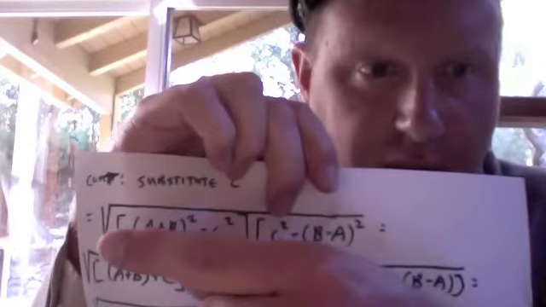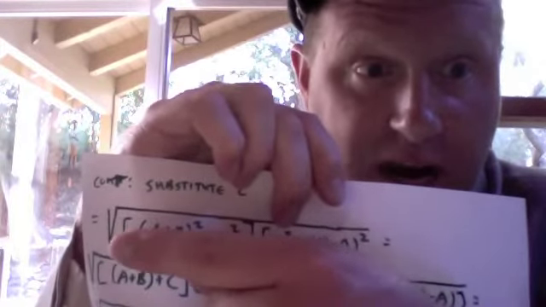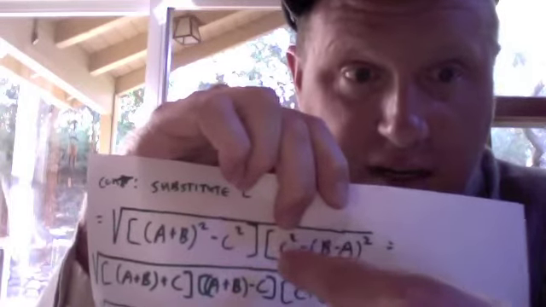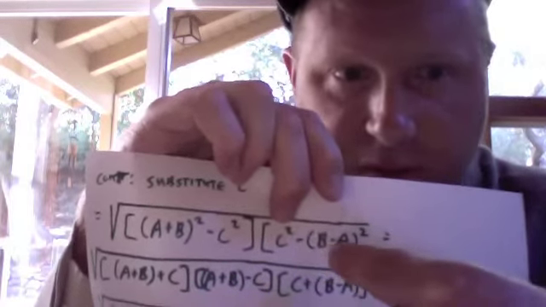So we're taking this big, long thing here, and we can substitute c into there, and that gets us equal to, nice and neat, huh? The radical of [(a plus b) squared minus c squared] times [c squared minus (b minus a) squared].